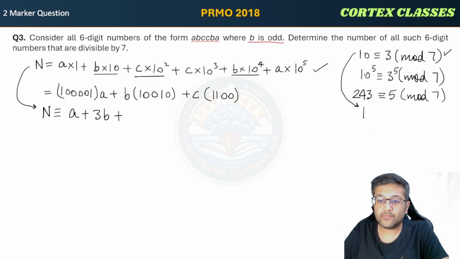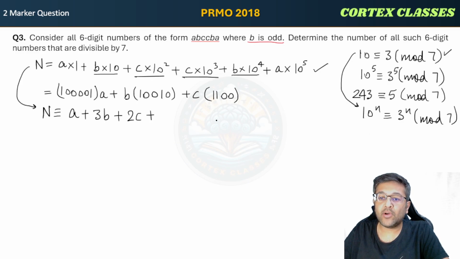So 10 पावर n is congruent to 3 पावर n mod 7, राइट? आप ऐसे सोच सकते हो. तो अगर c के साथ 10 स्क्वायर है, so that should be corresponding to 3 स्क्वायर, so that is 9, राइट? 9 को 7 से डिवाइड करोगे, you will get 2 as the remainder, so that is 2c.